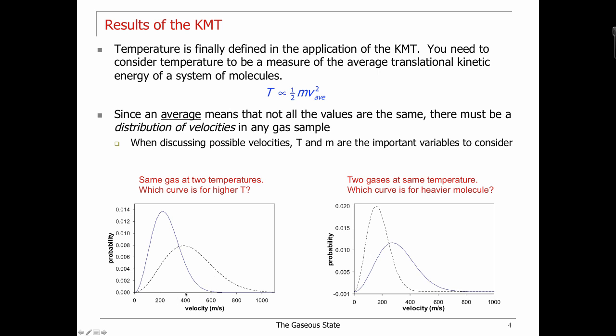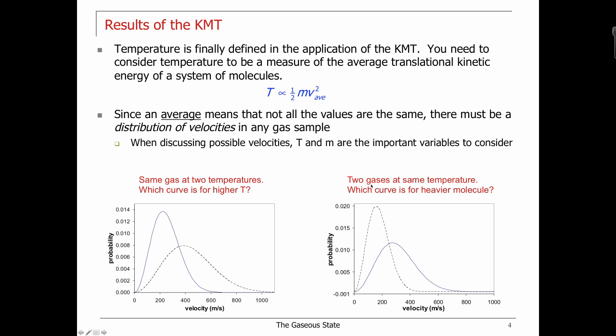If I go to 400 and I go up, this says that there's a probability of finding a molecule. It's fairly low, but there's a probability of finding a molecule going at 400 at about 0.005. If I do the same thing for the other graph, it moves closer to 0.008. Not quite 0.008, but a little bit higher. So there's a higher probability of moving at 400 for this dashed line than for the solid line.